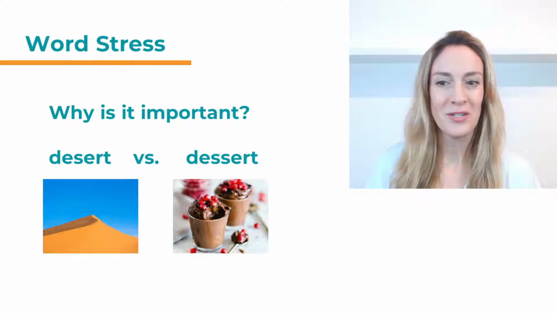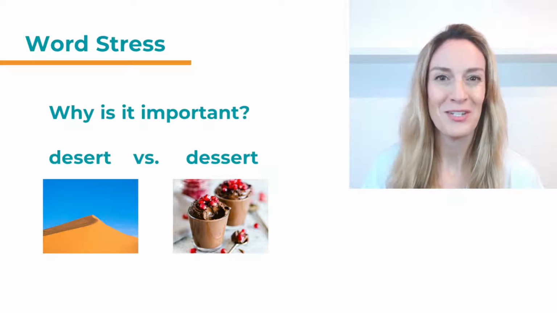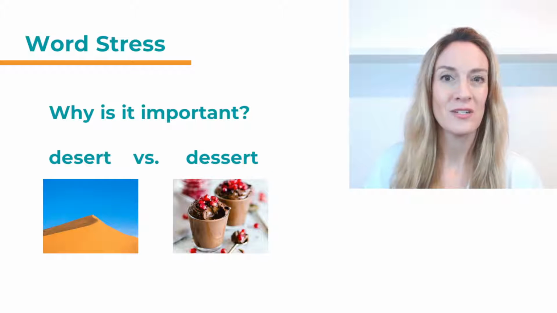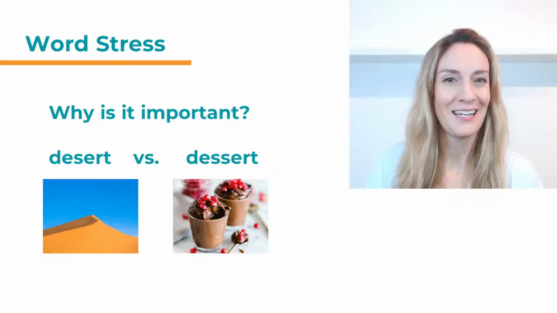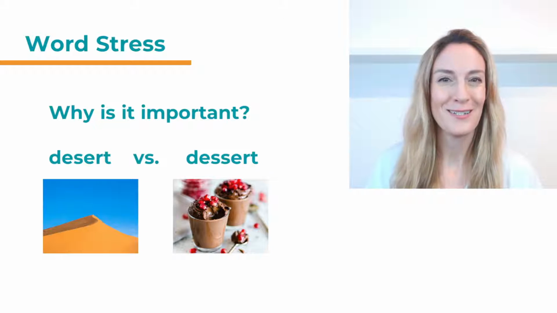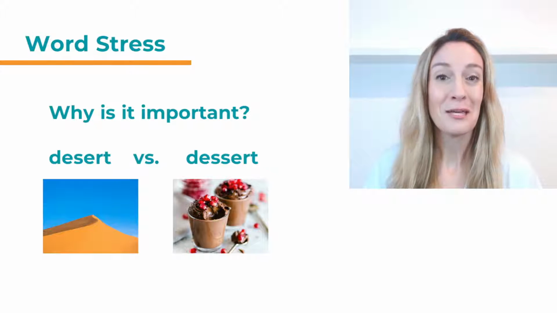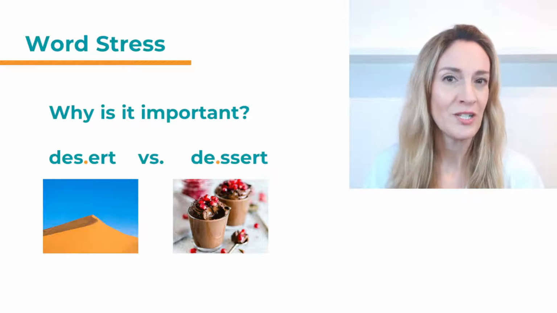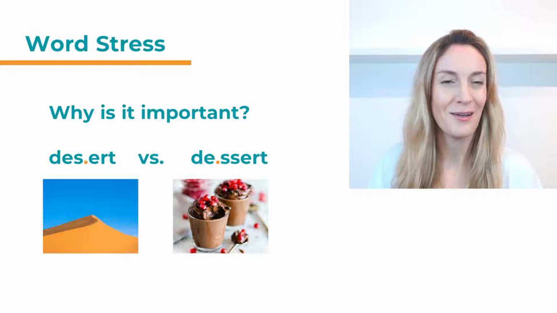The first word, desert, you can see here in the image, a place with a lot of sand, and the second word, dessert, very nice, the last meal in a big course, usually chocolate or cake or ice cream. So very different meaning. Those two words are very different really, but they're both nouns, so they would come in the same place in a sentence.